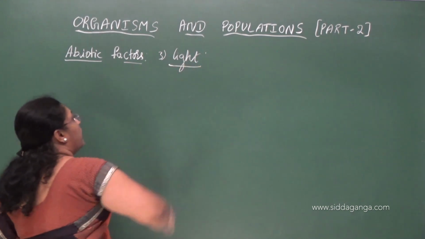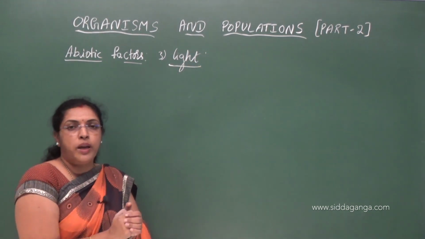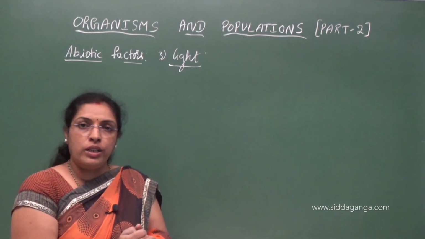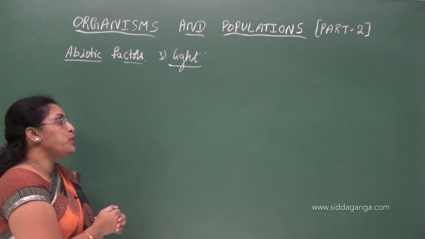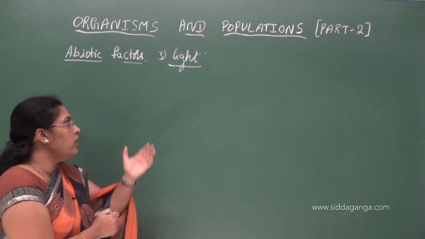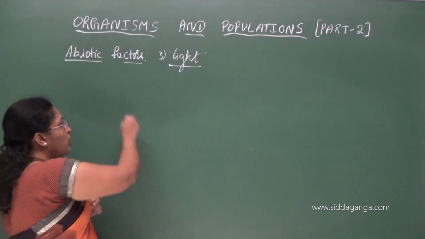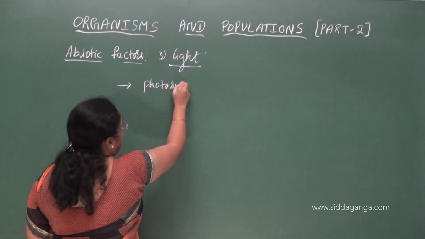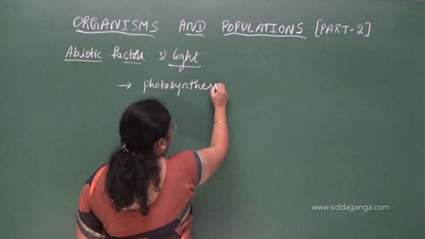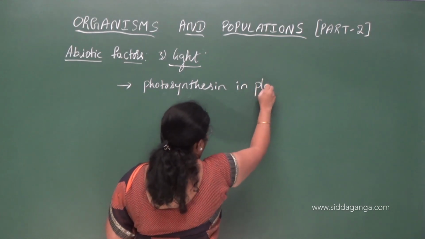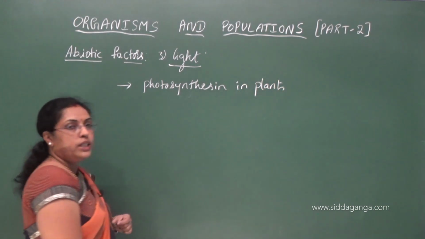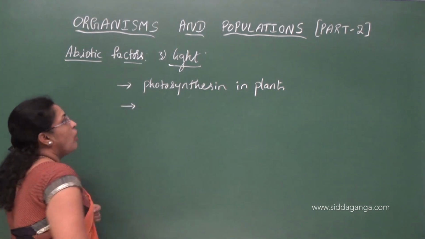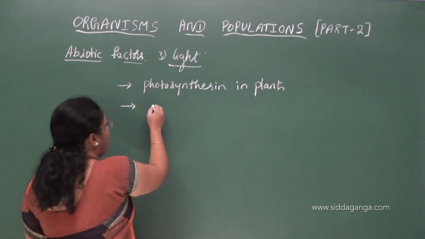So again, for the temperature and light, the main source is the sun, and the light is very important because autotrophs depend on light for photosynthesis to occur. So it mainly helps in photosynthesis in plants, and also plants depend on light for photoperiodism.